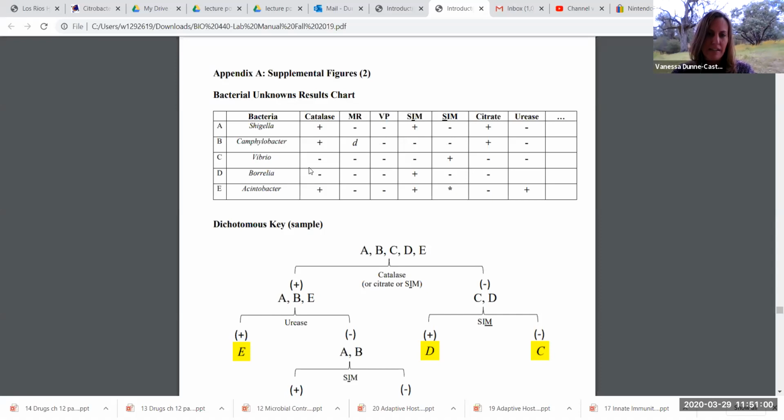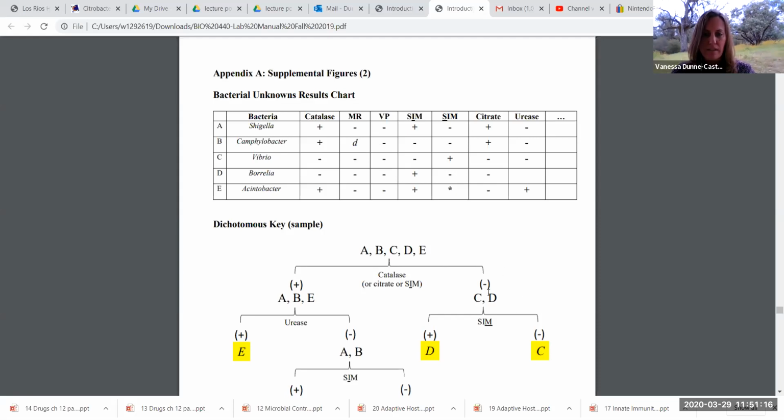Here they've chosen catalase, and we can see these 3 organisms, A, B, and E, are catalase positive, so that's what we indicated here. And Vibrio and Borrelia, or C and D, test negative, which would be indicated on this side. Then you go to one, as you're working through this, one side or the other.